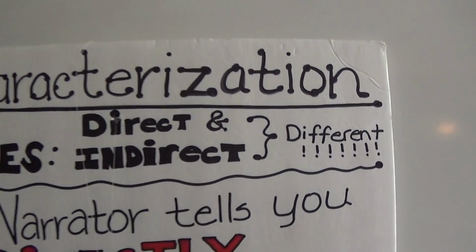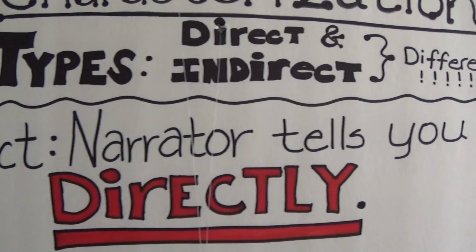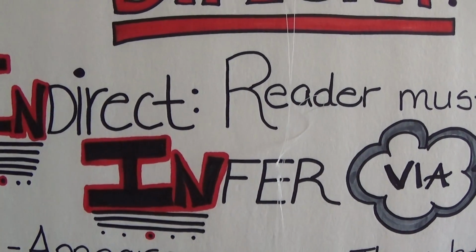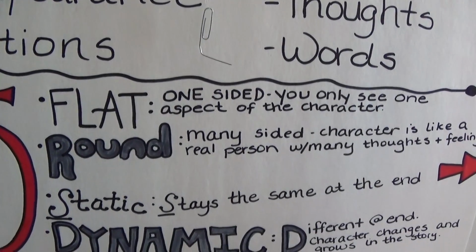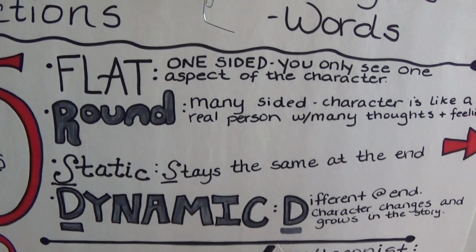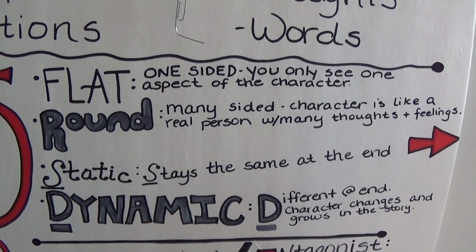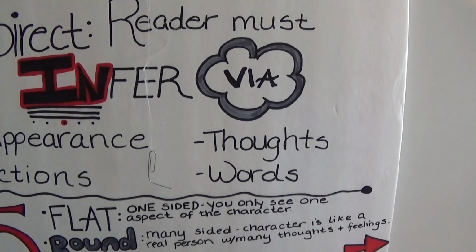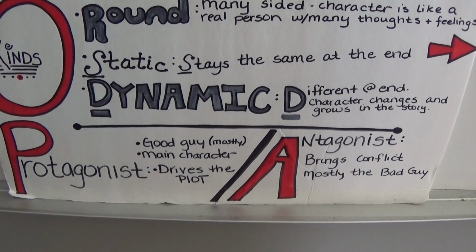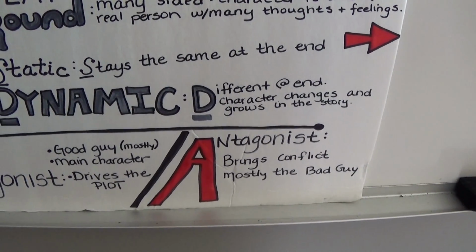Remember, there's direct and indirect characterization. Direct characterization is when the narrator tells you directly. Indirect means you must infer. You've got flat characters like a piece of paper, round characters like a volleyball, static characters which stay the same, and dynamic characters which are different. And you have foil characters which are the exact opposites of one another. You also have protagonists, which are mostly the main characters and the good guys, and antagonists, which bring the conflict, and they're mostly the bad guys.